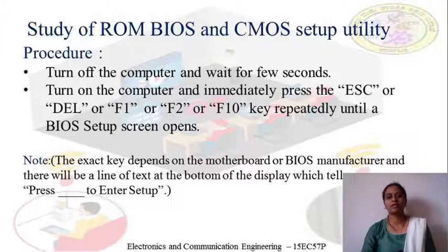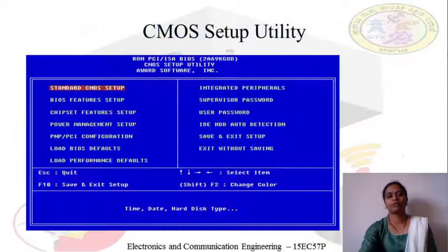The key depends on the different BIOS manufacturer. The three different BIOS manufacturers are AMI, Award, and Phoenix. So now, after entering the particular key, we'll move on to the CMOS setup utility. It looks like this. It has various options available. You can enter into any one of those, do the changes and save it. We'll see one by one what each tab is used for.